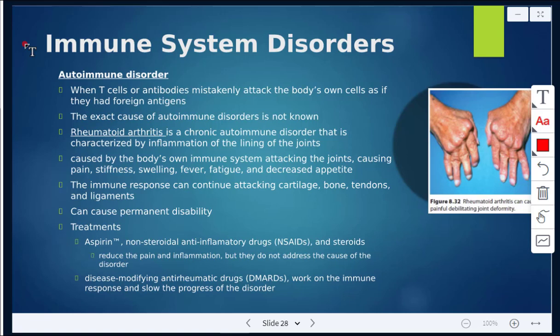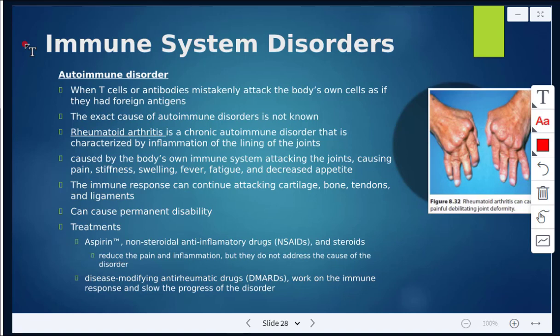Rheumatoid arthritis is a chronic autoimmune disorder. It's characterized by inflammation of the lining of the joints. It's caused by the body's own immune system attacking the joints. It causes pain, stiffness, swelling, fever, fatigue, and decreased appetite.